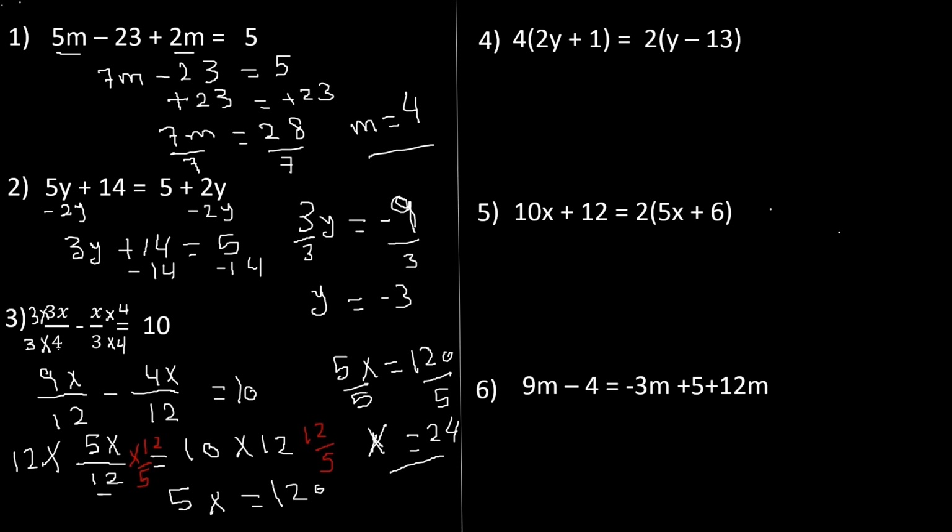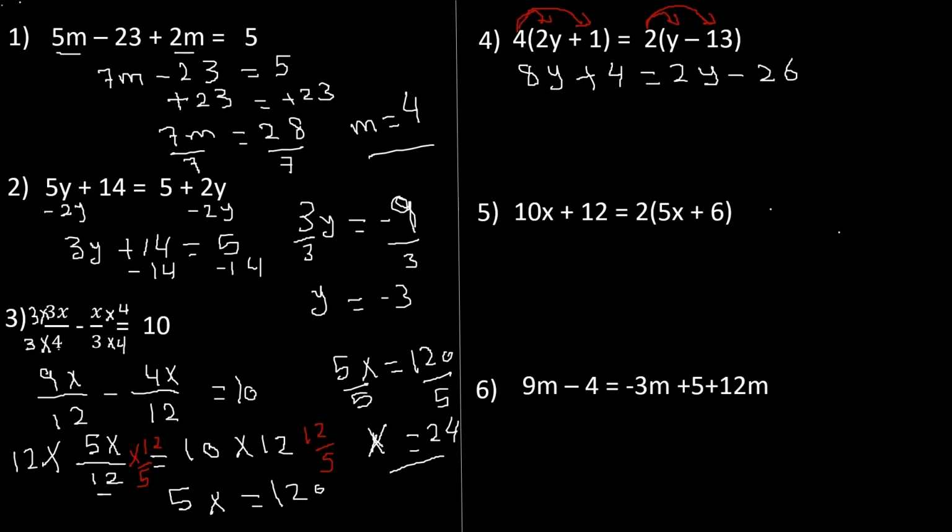Now number 4. Here we have to remember the distributive property. We have 4 multiplied by 2y plus 1 equals 2 multiplied by y minus 13. So 4 should go to this term and this term to use the distributive property. Here 2 should multiply by y and by negative 13. So 4 times 2y will be 8y plus 4 times 1 equals 4, equals 2y minus 26.